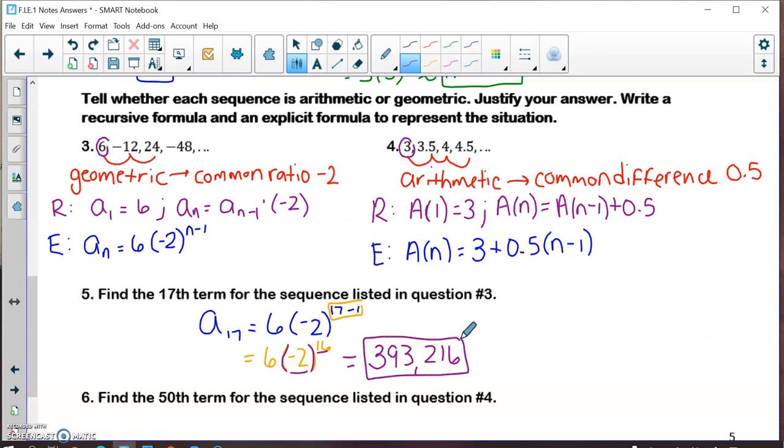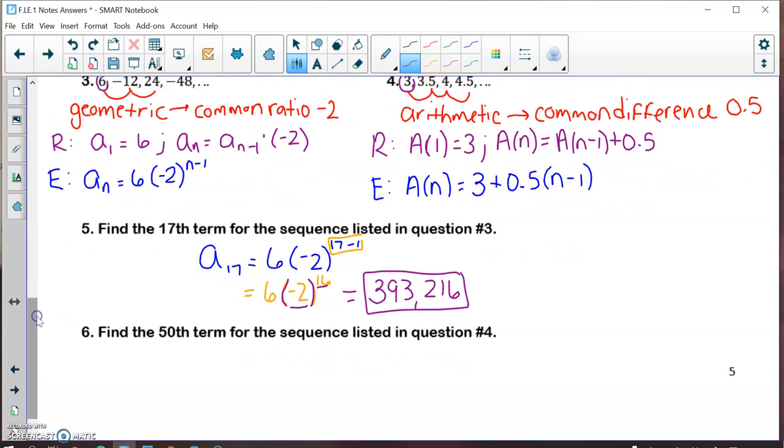Now it says in number 6 we want to find the 50th term for number 4. So again, we're going to use the explicit formula, but for the arithmetic sequence here, I'm going to put 50 in for n. Remember that a of 50 just means that we're finding the 50th term. That's just function notation. It doesn't mean anything more than that. So we just want to focus on the right side here.